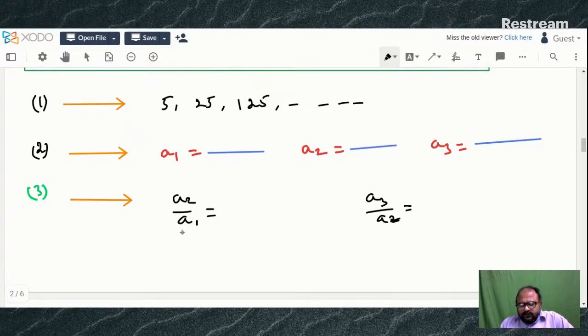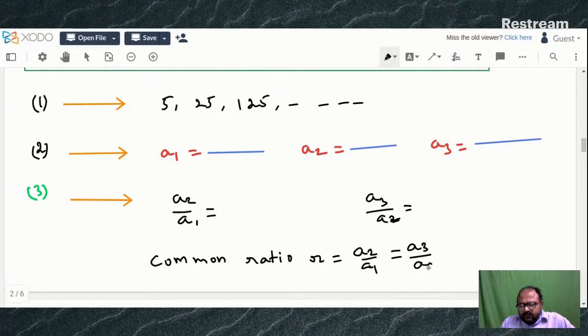Then you will get the same values. You can write a common ratio, R equal to A2 by A1 equal to A3 by A2 equal to, so you have to write the value which you have got now.